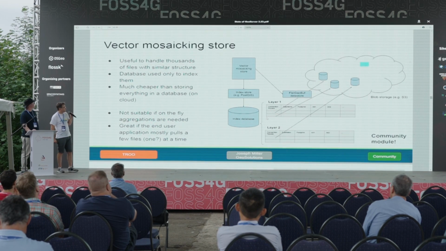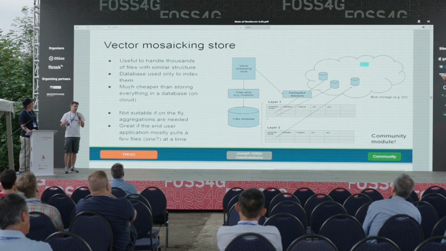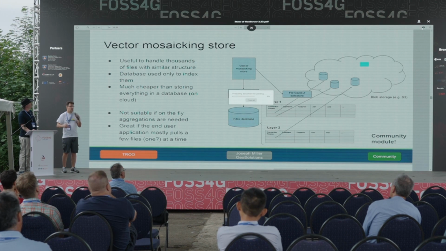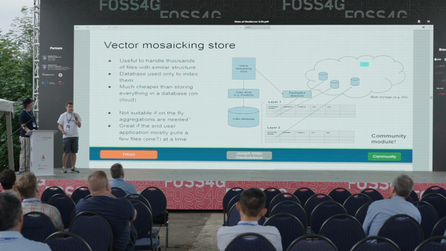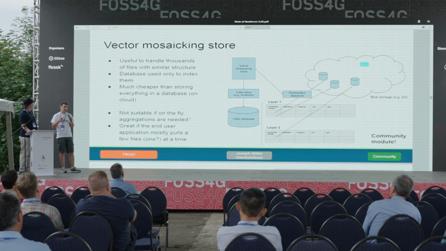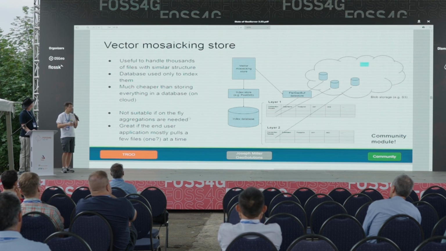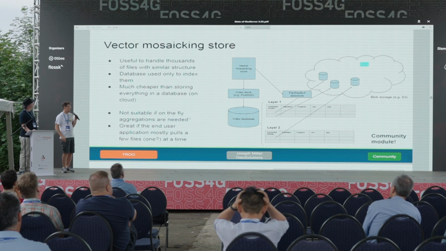Vector Mosaicing Store, it's a new entry. It's this idea that you might also want to mosaic vectors over time, over space, because paying for the storage of a database on cloud is very expensive, and you might want to store the vectors as little files in S3 instead. And in the database, you only have an index pointing to them. And based on the request, the time you chose and whatnot, it's going to pick the right files, read them, and render the output.